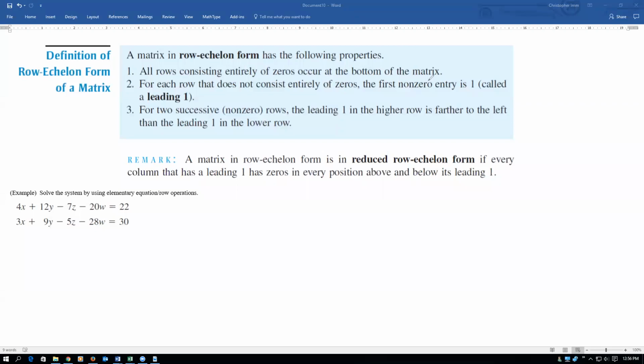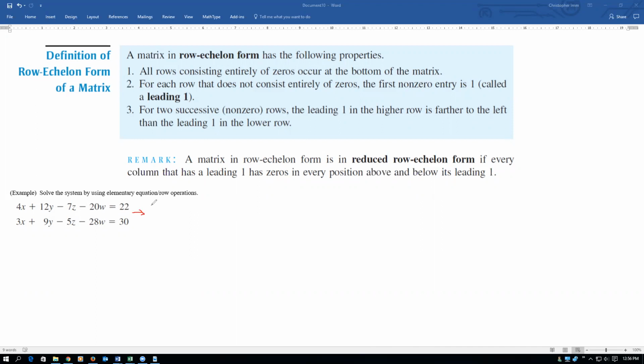Hello. Today we're going to be talking about reduced row echelon form and row echelon form of a matrix, and we're going to be using it to solve this system of equations. So here we have two equations and four unknowns. The first thing I'm going to do is get rid of the variables in a way which we can compartmentalize them in terms of a matrix.